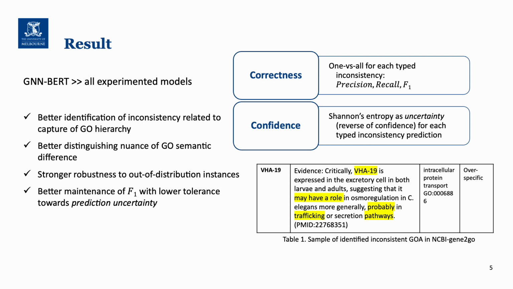We also conduct qualitative studies on a real-world database. We apply the system to a database resource called Gene2GO provided by NCBI. A sample of identified inconsistency on the right is flagged as overspecific. It is probably because its experimental evidence does not give a concrete support to the gene function.